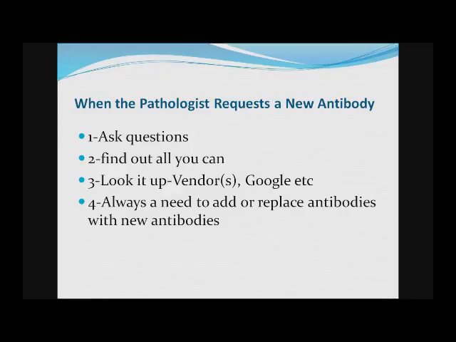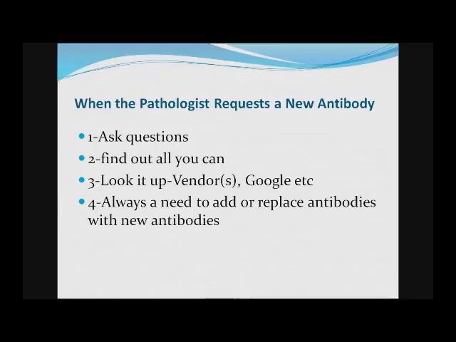Now, what do we do as a histotech or an immunotech when the pathologist requests a new antibody? We want to ask questions. And it depends on how you communicate with your people, what your responses can be. If you let them know this is for your information, you want to know as much as you can about it, most pathologists are very, very helpful. I like to also use the vendor's information. I like to use Google. And I don't stay with particular vendors. I like to get a general idea of what's out there, what antibodies might be the best.